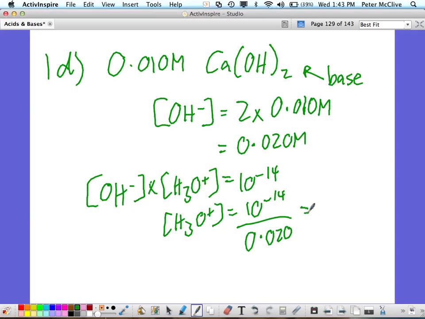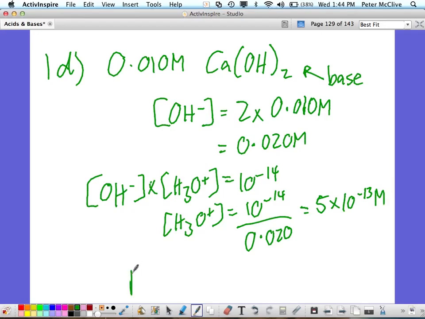And then we need to work that out, don't we? Okay, let's see if I can do this. So it's 10 to the minus 14 divided by 0.02 equals 5 by 10 to the minus 13 molar. Okay. And then we put that into the formula.